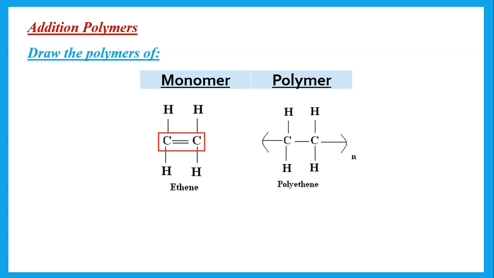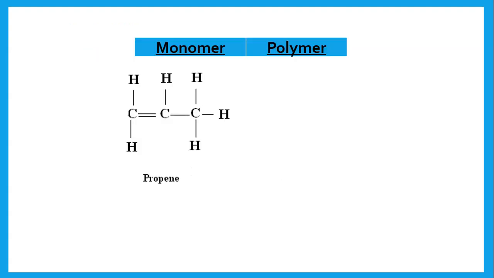Now, how do we name the polymer? The polymer is always poly, the same name that we started with. So we're starting with ethene. The polymer is called polyethene, even though we're no longer an alkene. The polymer, notice, is an alkane, not an alkene, but the name is poly of what we started with.